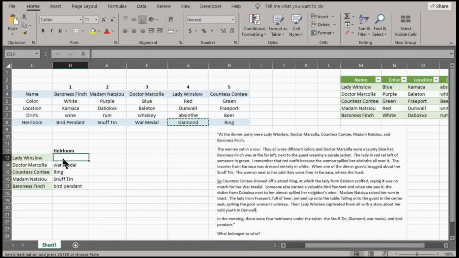Okay, so here's what I finally came up with. If you barely were following along with me, it was a lot of process of elimination. We ended up with Winslow with the diamond, Marcola with the war medal, Conti with the ring, Nazio with the snuff tin, and then Finch with the bird pendant. Let's check to see if that worked out.